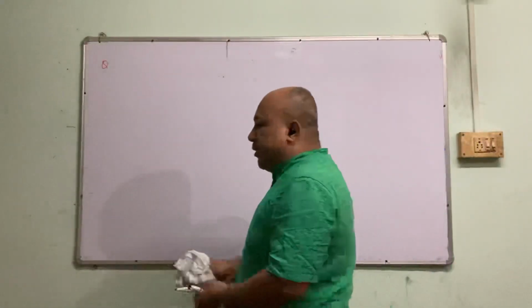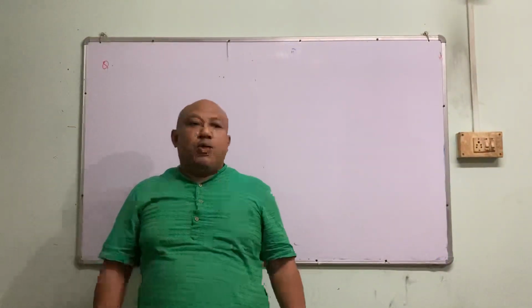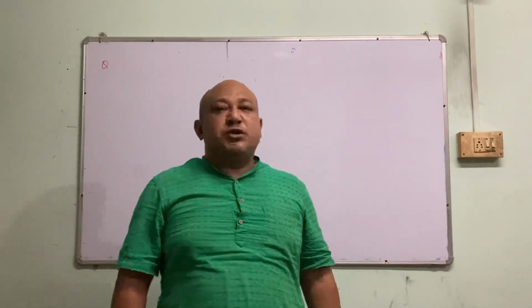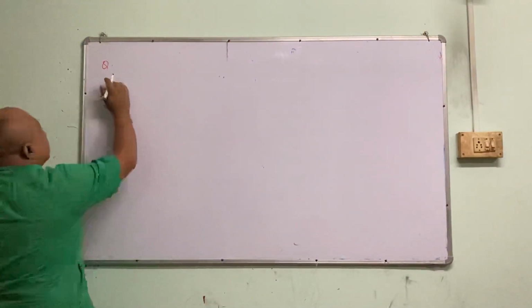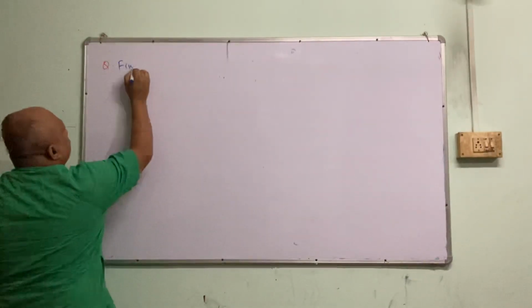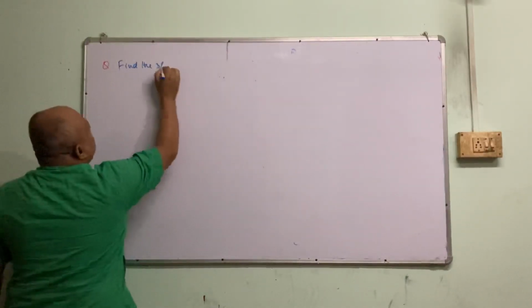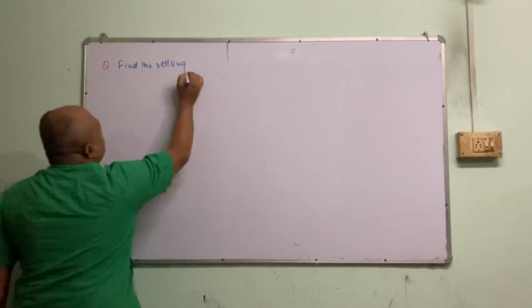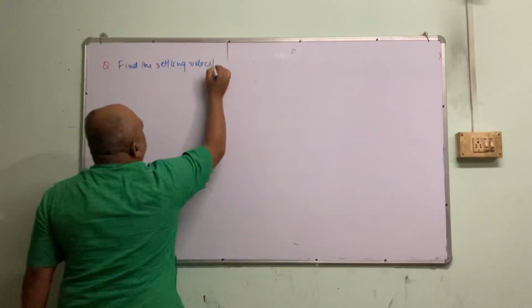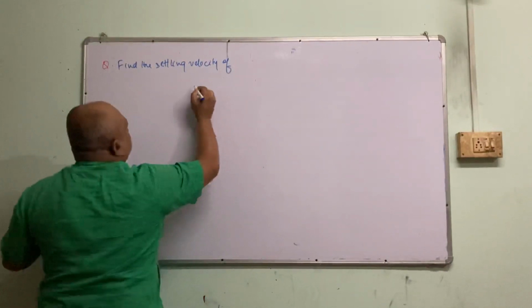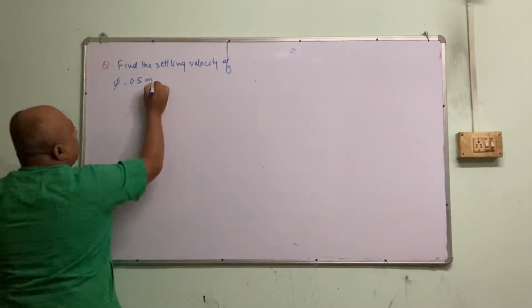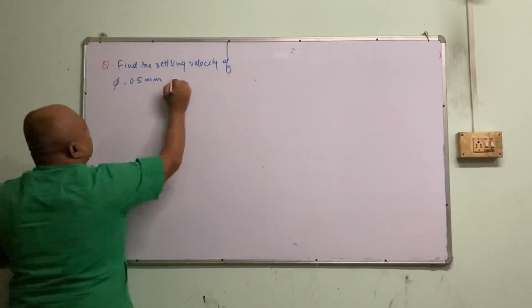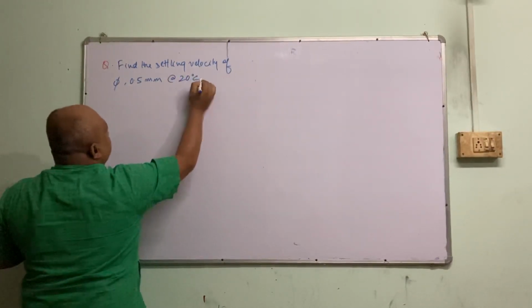Good morning, dear students. Today I'm going to continue with the evaluation of the settling velocity of grit particles. How to estimate? So the question is, find the settling velocity of a particle of diameter 0.5 mm at 20 degrees centigrade.